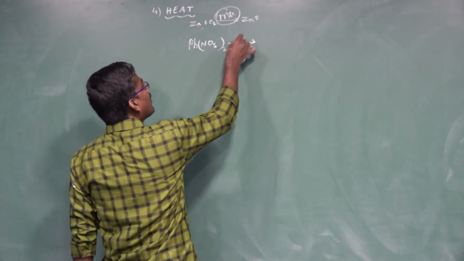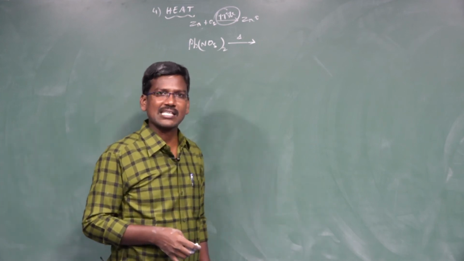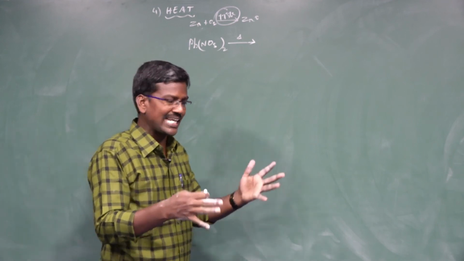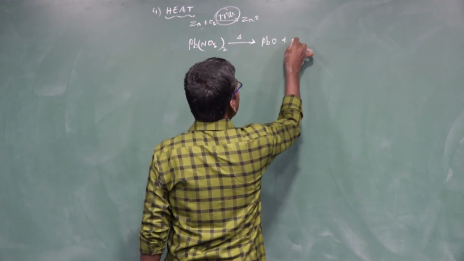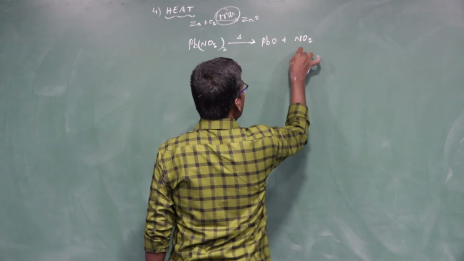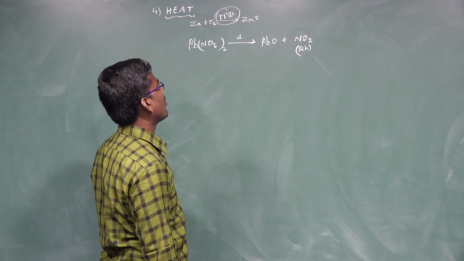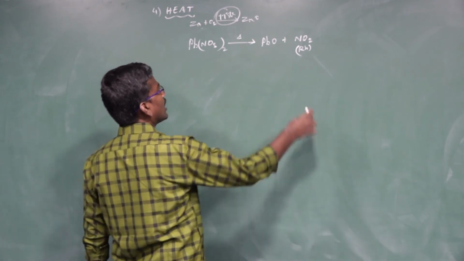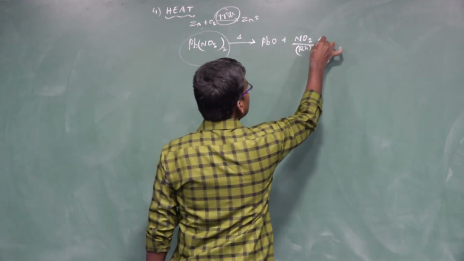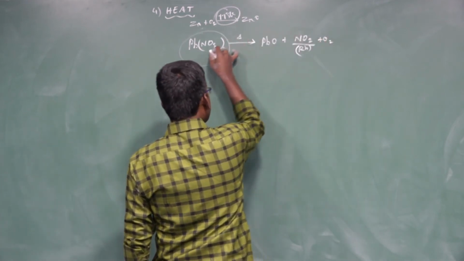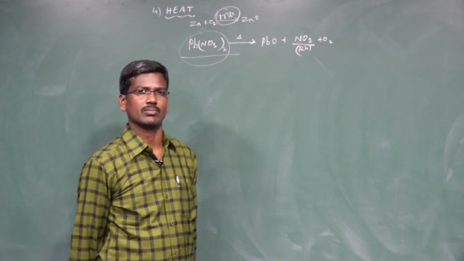Pb(NO3)2. When Pb(NO3)2 is heated, you will hear a cracking sound because lead nitrate decomposes to form lead oxide, PbO, and a reddish brown gas. Reddish brown gas, nitrogen dioxide, is evolved, plus oxygen gas. So this is the decomposition of lead nitrate by using heat or temperature.